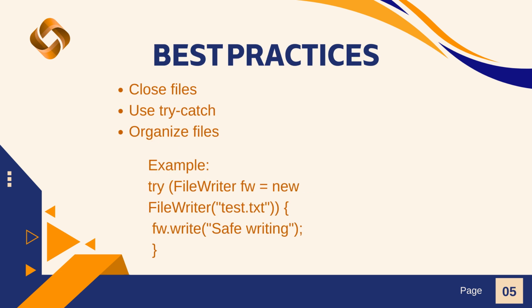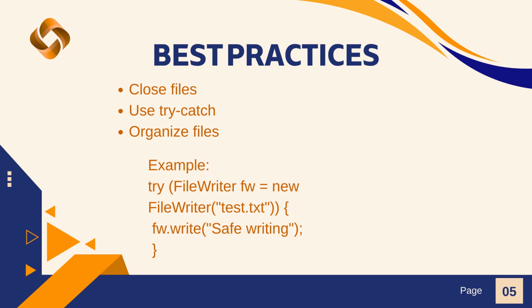To write reliable Java programs, it's important to follow file handling best practices. First, always close files after using them. This helps free system resources and prevents data loss. Second, use try-catch blocks to handle potential errors that may occur during file operations. Third, keep files organized by using appropriate folder structures and meaningful file names.